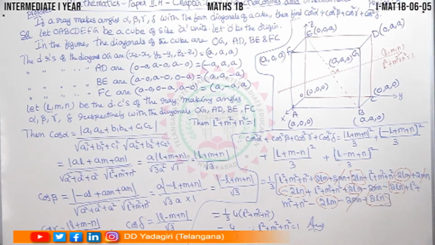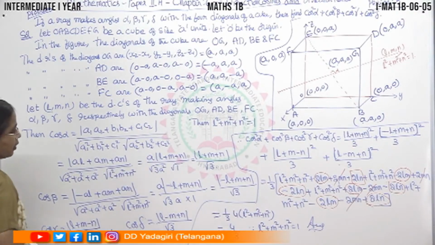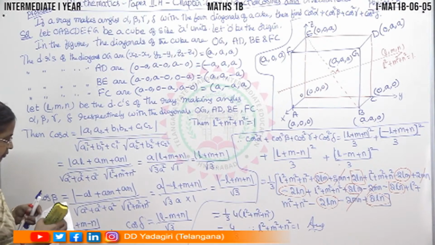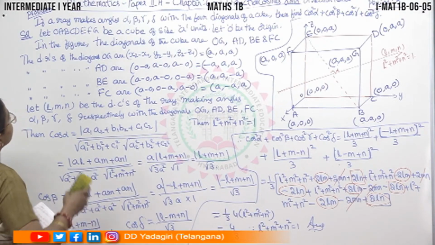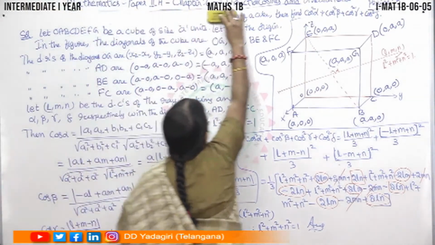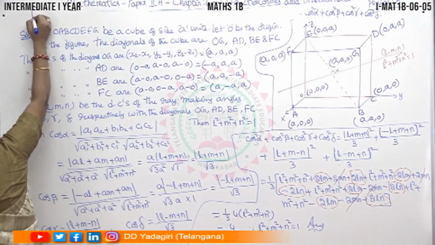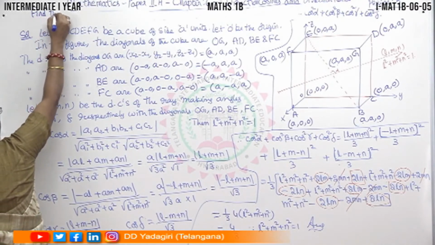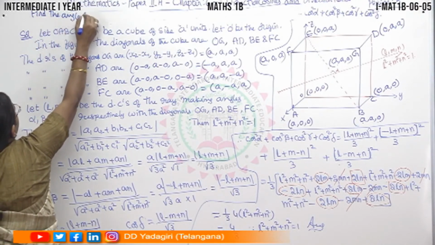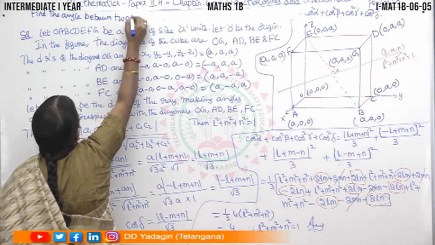These are the steps. Okay, now the next problem is: find the angle between two diagonals of a cube.